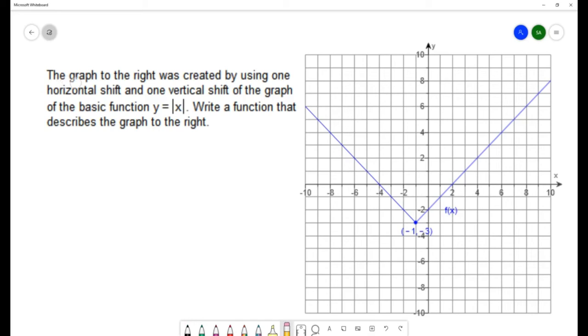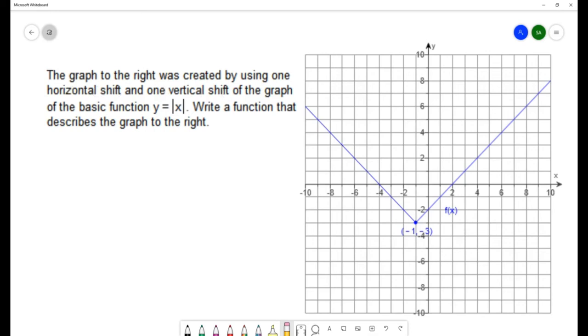The graph to the right was created by using one horizontal shift and one vertical shift of the graph of the basic function y equals absolute value of x. Write the function that describes the graph to the right. So we are given this particular graph of an absolute value function, and we want to write the equation of that function using one horizontal shift and one vertical shift.